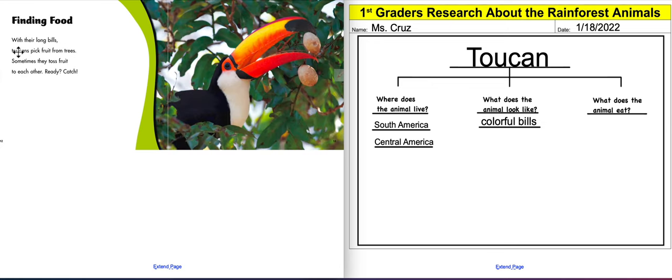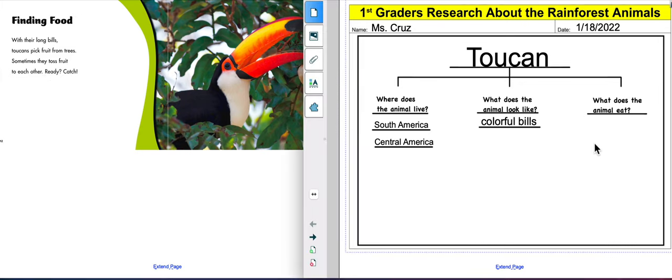Finding food. With their long bills, toucans pick fruit from trees. Sometimes they toss fruit to each other. Ready, catch. So already I know that they eat fruit. That's something new that I learned. I thought they ate bugs and insects. So I'm going to write it and then underline it.